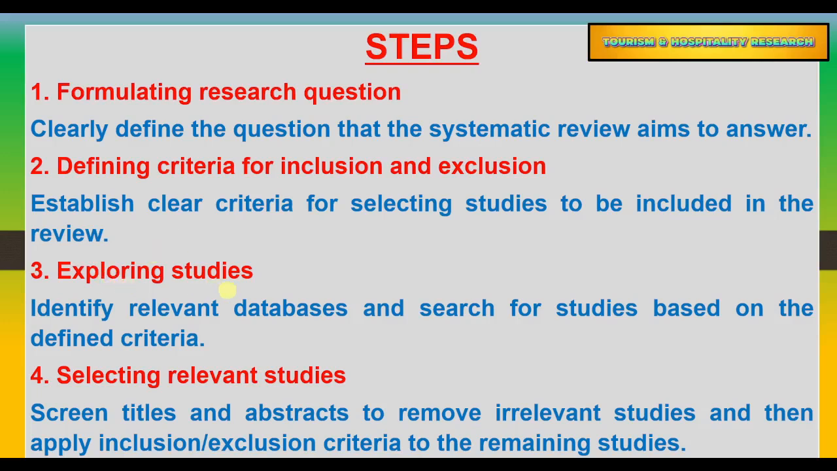Next is exploring studies, identifying relevant databases and searching for studies based on the defined criteria. So you might like to search for studies on the Scopus database, on the Web of Science database, on Google Scholar, on Science Direct. There are different databases which I have talked about in my previous video. You might like to go back and check where I have explained what are the online platforms available for review of literature.